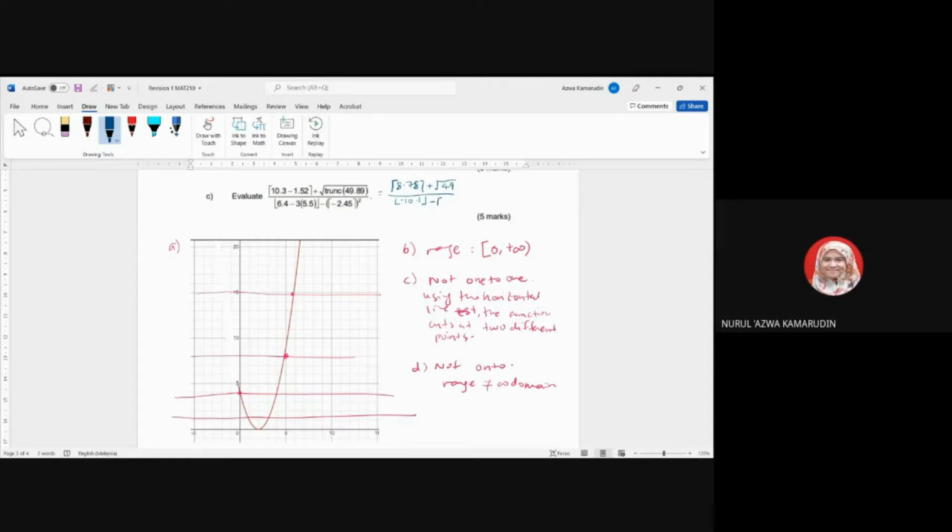Then this one is negative 2.45 to the power 2. For 2.45 to the power 2, you have to do the ceiling function first, then you square. So we can change negative 2.45 to negative 2 to the power 2. Ceiling function, this one is negative 2 power 2.